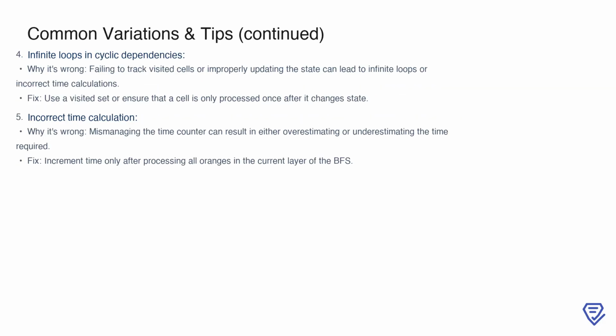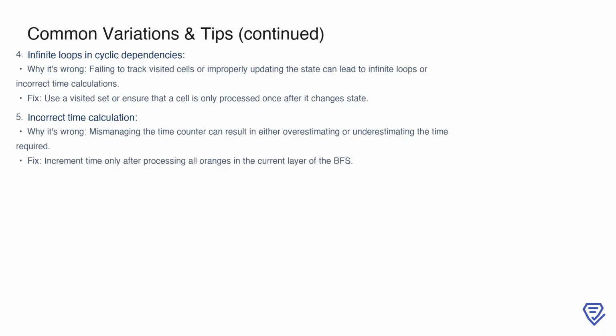Another potential pitfall is falling into infinite loops due to cyclic dependencies. This happens when cells are revisited without proper tracking, or when the state of a cell is updated incorrectly. To prevent this, you can use a visited set to keep track of processed cells, or make sure that each cell is processed only once after its state changes.